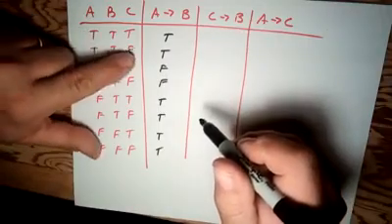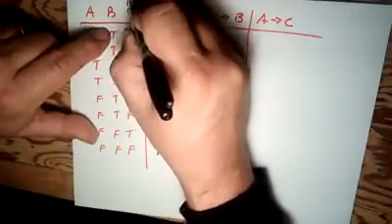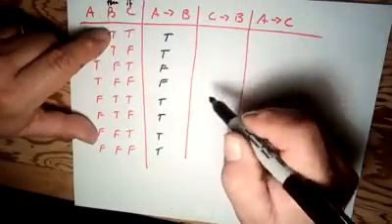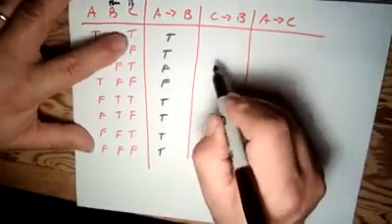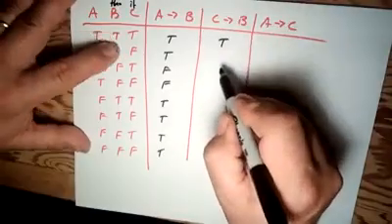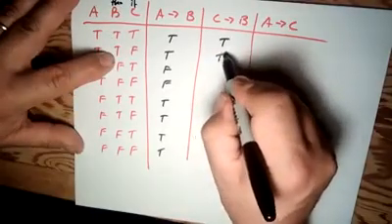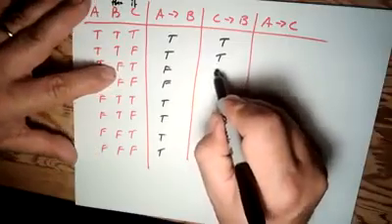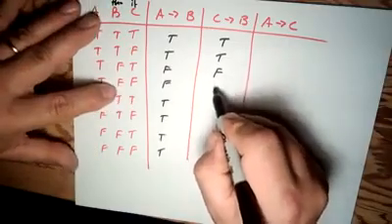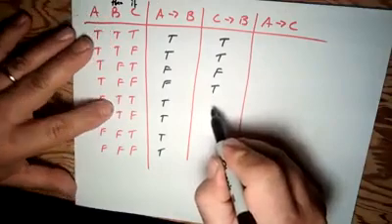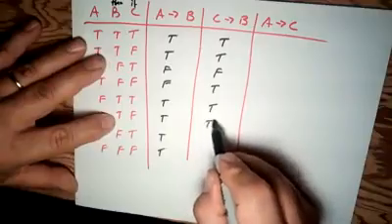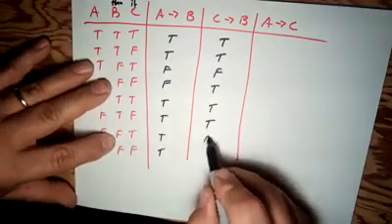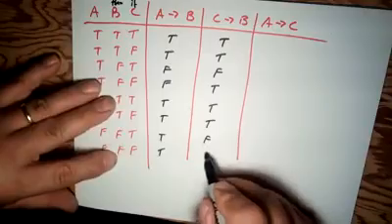C, then B. So now we're going to do this column first. So this is the if, and this is the then. So if C, then B, true, then true is true. False, then true is true. True, then false is false. False, then false is true. True, then true is true. False, then true is true. True, then false is false. False, then false is true.